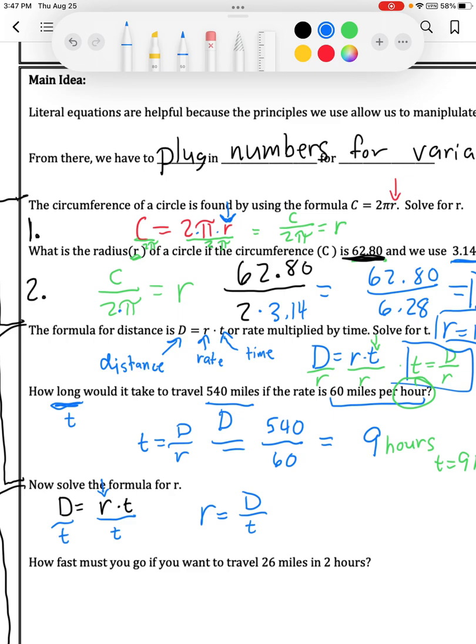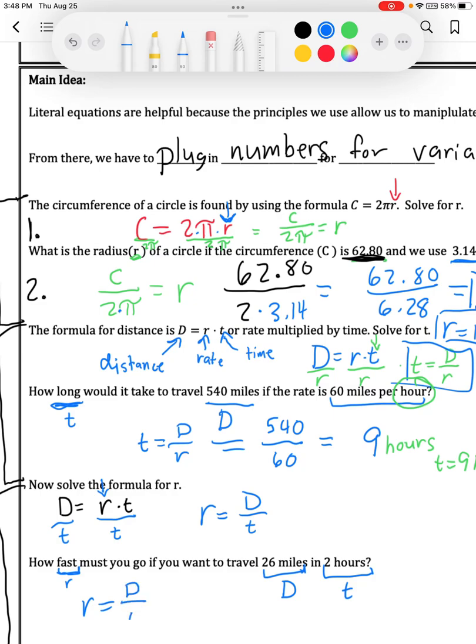All right. How fast must you go if you want to travel 26 miles in 2 hours? So this is implying a marathon. I think we're going to be on foot as opposed to in a car. So we have a distance, and we have a time, and we're looking for how fast. That means r. So we need to figure out how fast we'd have to go if we want to travel that amount of space in that amount of time.